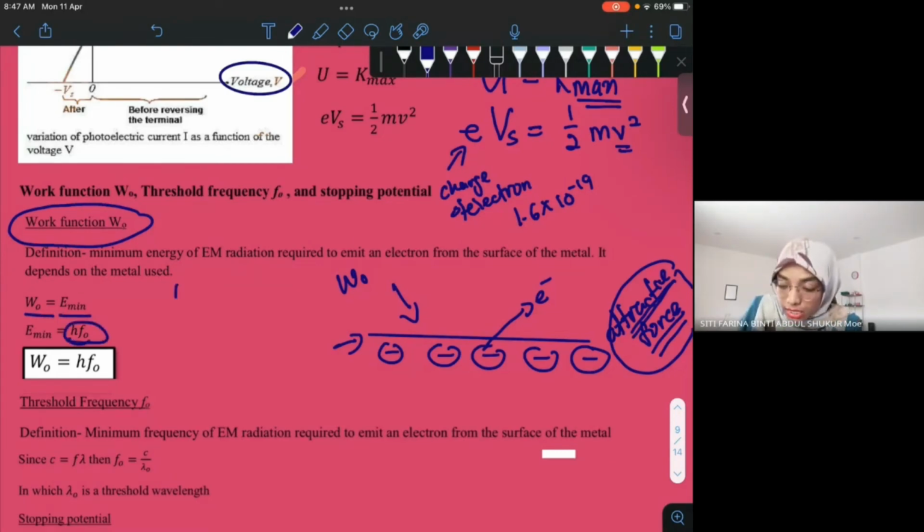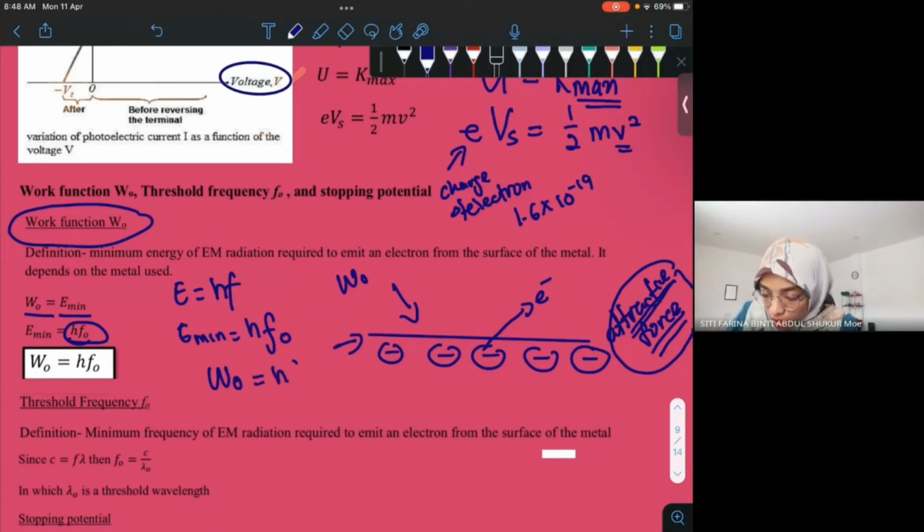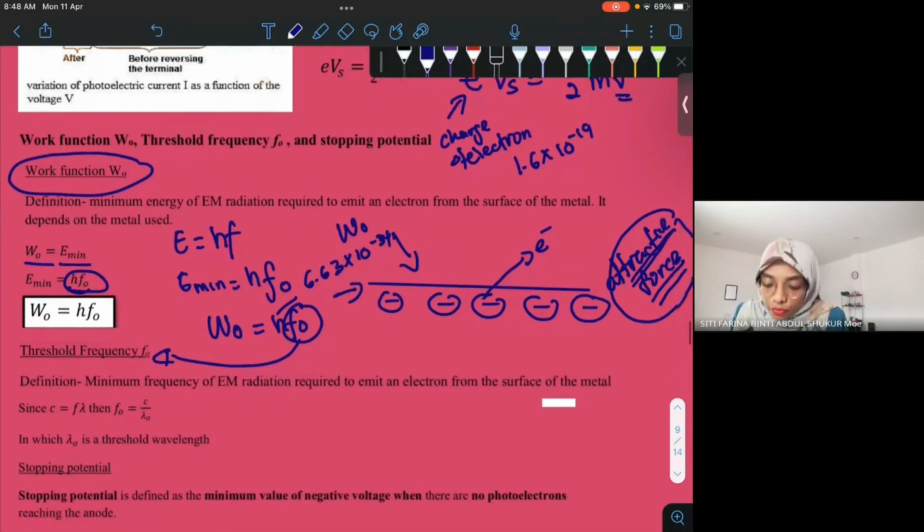Because we know energy here is equal to HF. Since it is the minimum energy, the frequency here becomes the minimum frequency, for which we use the symbol naught, F naught. So basically your work function, which is the minimum energy here, is equal to H F naught. H is still a constant, 6.63 times 10 to the power negative 34. F naught is your threshold frequency. We call it threshold frequency.